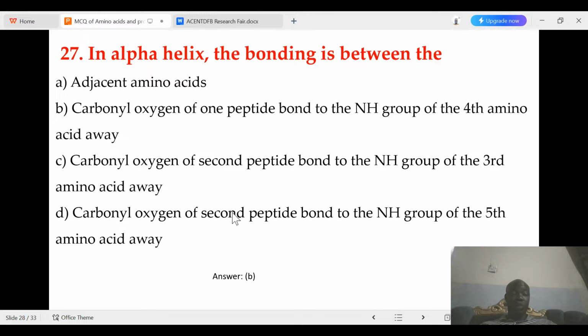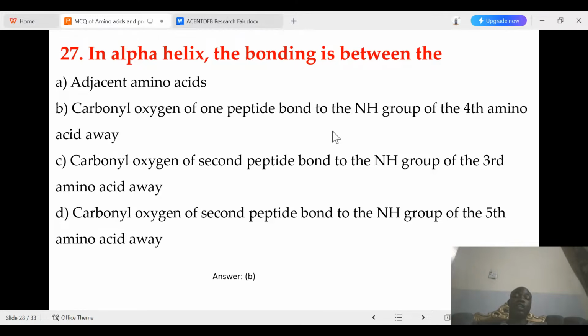Then the carbonyl oxygen of the second peptide bond bonds to the amino group of the fifth amino acid away. So the answer is B. The bonding is formed between the carbonyl oxygen of one peptide bond and the NH, that is the amino group, of the fourth amino acid away.